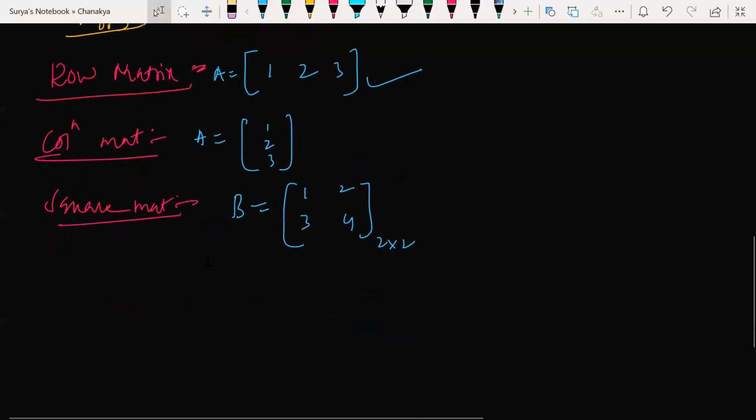Next, we'll talk about diagonal matrix. Diagonal matrix in the sense having the elements only on the diagonals.